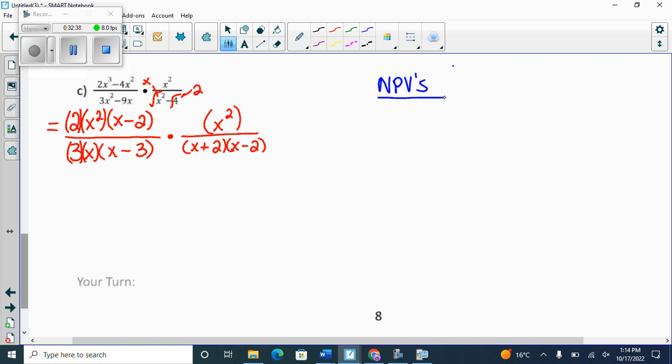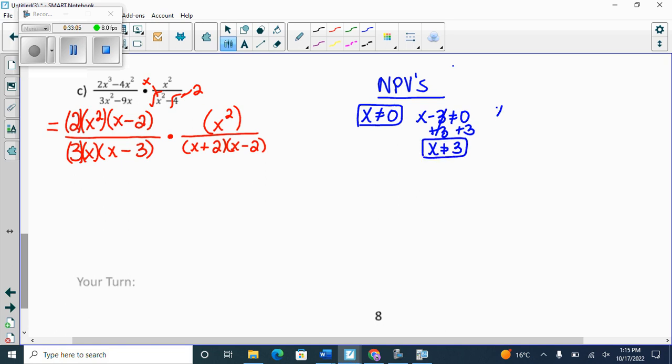I have 1, 2, 3, 4, 5 brackets, but of the 5 brackets, only 4 have variables. Therefore, I'm going to have 4 non-permissible values. The 3 doesn't cause me one. X can't equal 0 is one of them. X minus 3 can't equal 0. Add the 3. X can't equal 3.